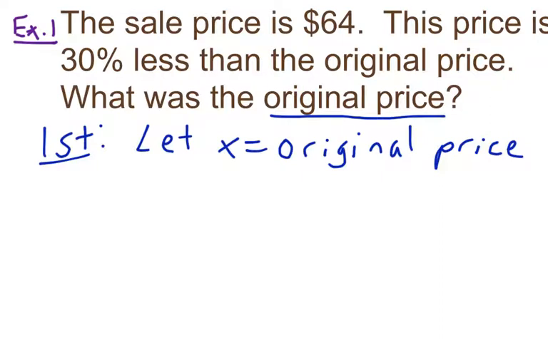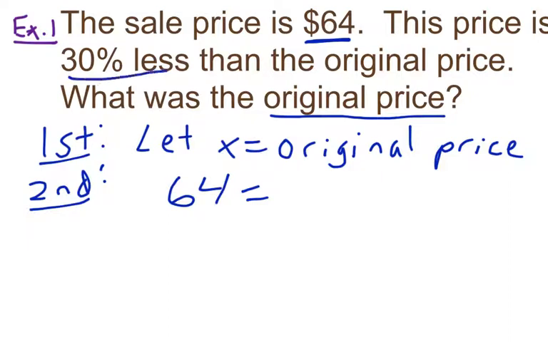Alright, that's not too bad. We're on step 2 now. In step 2 we're going to write an equation. This is a little trickier than our first step, but it's just a true statement. So we know what the sale price is. The sale price is $64. So we can start there. So $64 has to be equal to something. And that would be 30% less than the original.